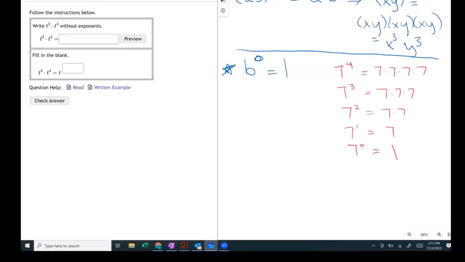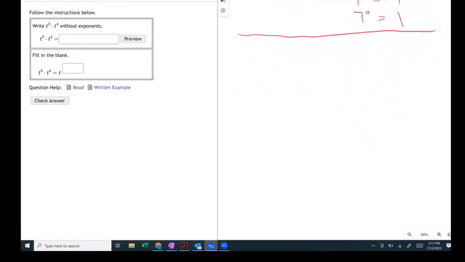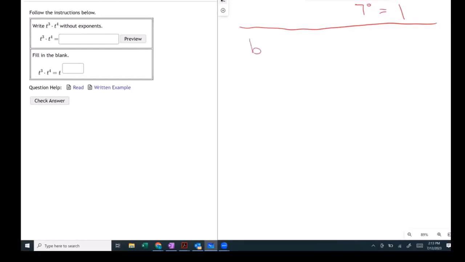Anything to the 0 power is equal to 1, except b cannot be 0. 0 to the 0 is not 1. Other than that, now, why did I want to do that first? Because we have these rules for negative exponents. For example, if I have b to the minus m, that equals 1 over b to the m.